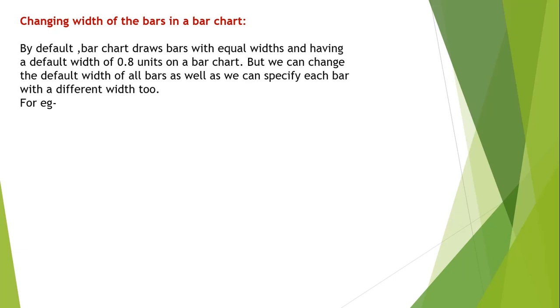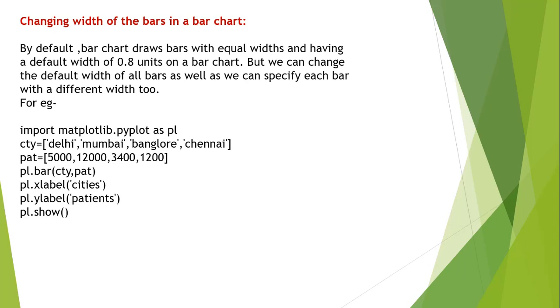Now let's see an example here. Import matplotlib.pyplot as pl. Import matplotlib is used for plotting the graphs, as we have discussed many times earlier. Without this library no graph functions can be initialized. Here pl is the alias name of pyplot. cty is equal to Delhi, Mumbai, Bangalore, Chennai. pat is equal to 5000, 12000, 3400, 1200.